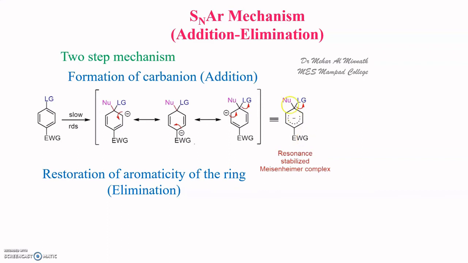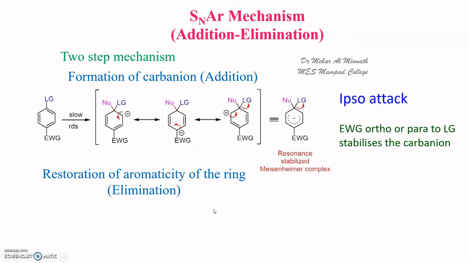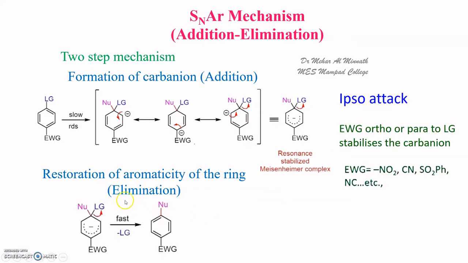Once this Meisenheimer complex, or this carbanion, is formed, this is a slow step and the rate determining step, the first step. Later on, the leaving group is removed or pulled off from the carbanion, and you get the substituted product.